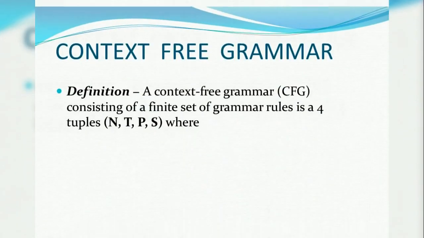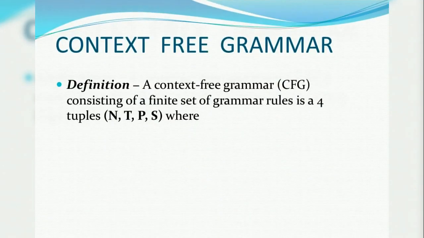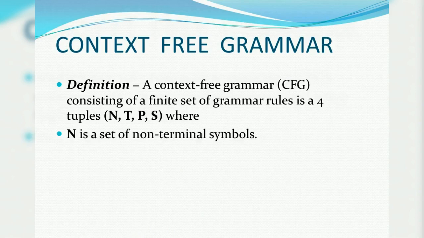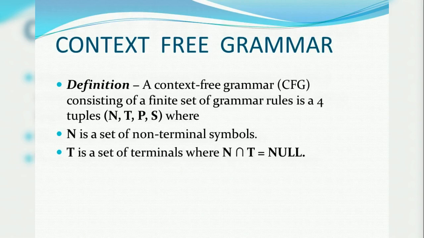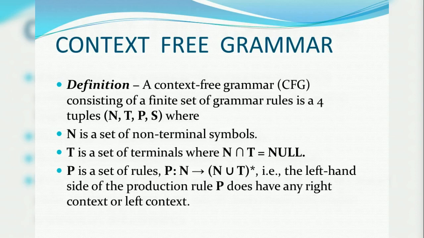A context-free grammar, CFG, consisting of a finite set of grammar rules, is a four-tuple N, T, P, S, where N is a set of non-terminal symbols, T is a set of terminals, where N intersection T is always equal to null, P is a set of rules where N gives (N union T) star, that is, the left-hand side of a production rule P does not have any right context or left context. S is the start symbol.